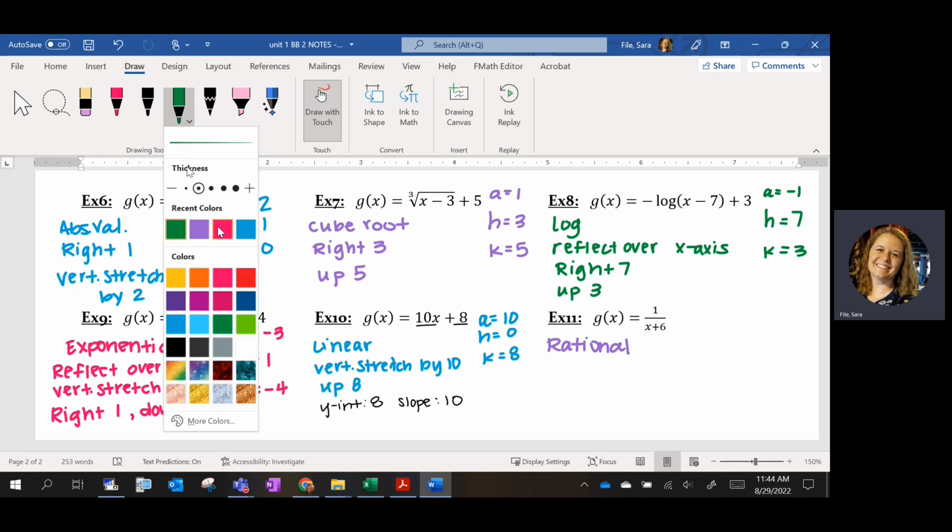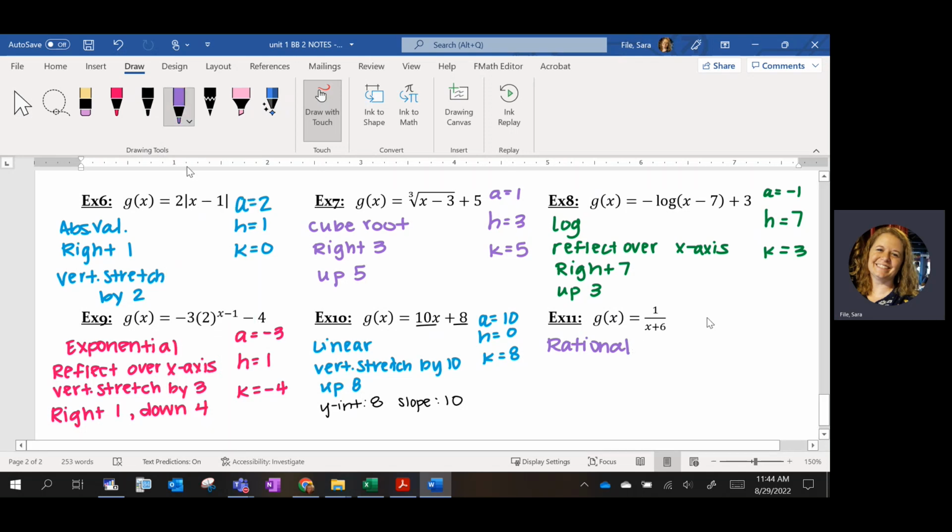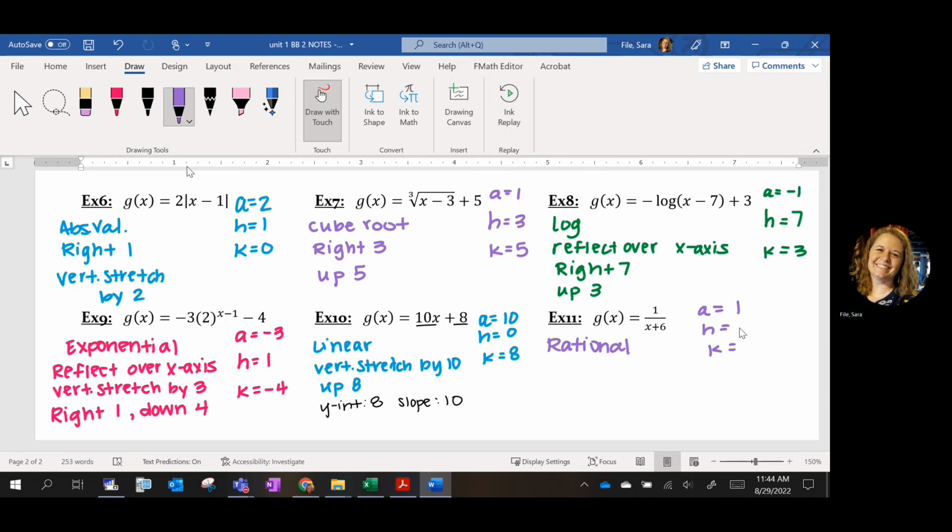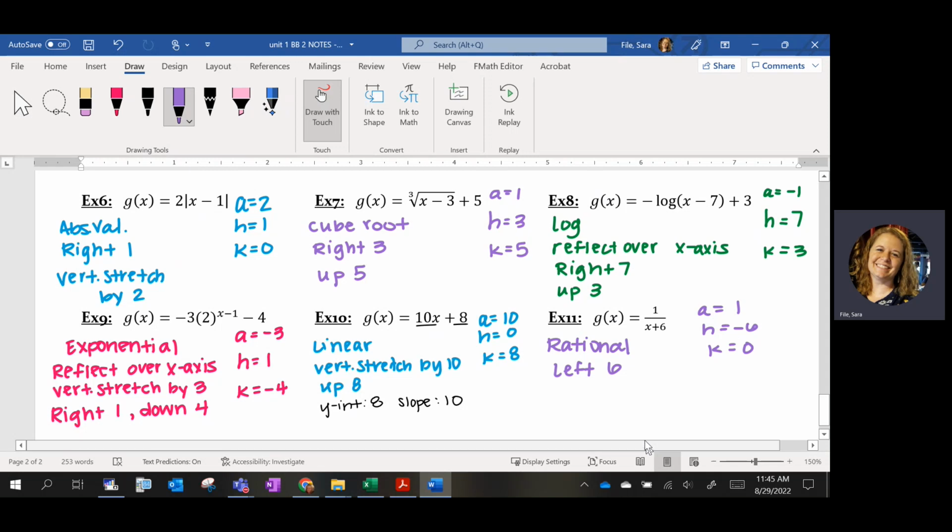All right, then last but not least, this rational function, do I have an a value? Yeah, it's the understood 1. Okay, an h, what 6? It's actually -6, because remember it's x minus h. So for it to be a plus, the h must have been negative, and there is no k. So no stretch or reflection, no vertical shift. There is just a horizontal shift. What direction? Left this time. Left 6, and that's it for that one.